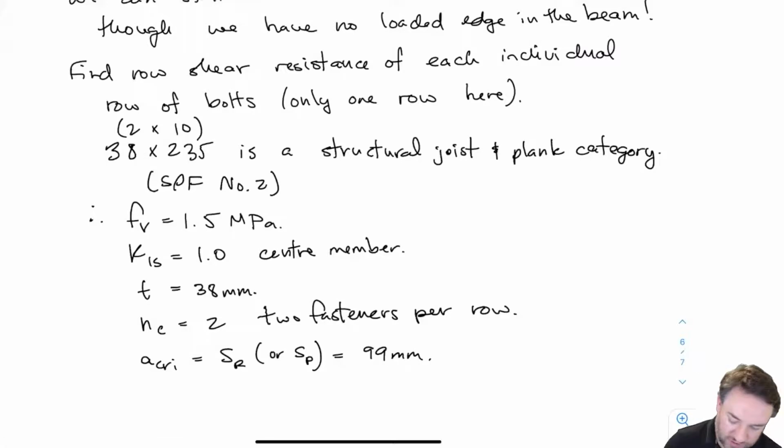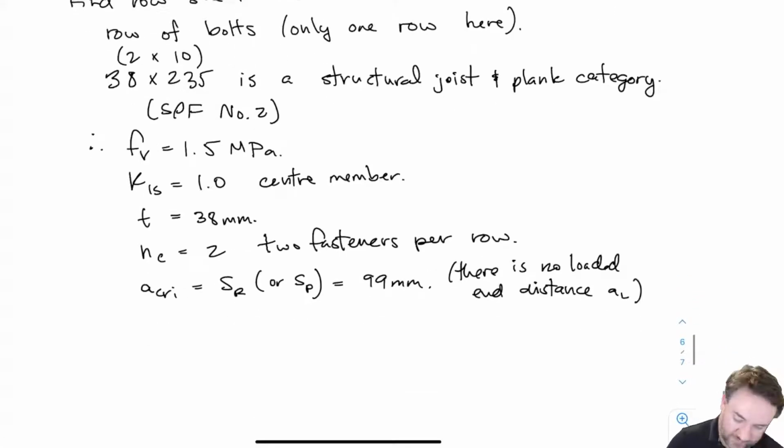These are all of the inputs that go into our PR equation, our basically individual row shear strength equation. And usually this has to be the minimum of the in-row spacing or the loaded end distance, but in this case we don't have any loaded end distance. Okay, so now we can calculate our PR. We would call that 1, 1 for member 1, row 1.